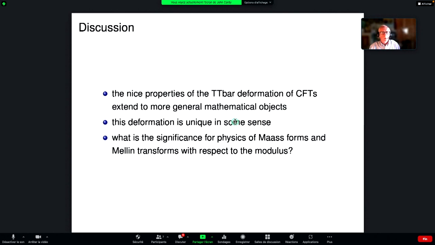You can also argue that in some sense, that remains to be made explicit, that this deformation is unique, that it's the only one that preserves the modularity and also gives us a discrete spectrum, for example. So that's interesting, I think. But as for what is the significance for physics of these Maass forms, I don't know. And why would one want to take the Mellin transform of a partition function with respect to its modulus? That's not something that we normally do, but apparently it has some simple behavior under the TTbar deformation.